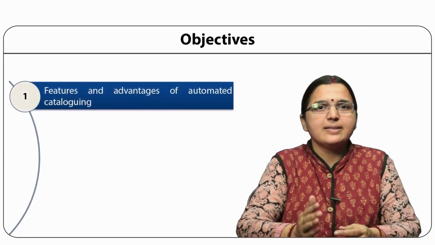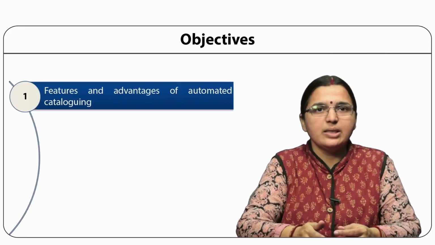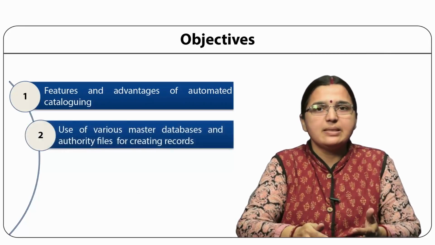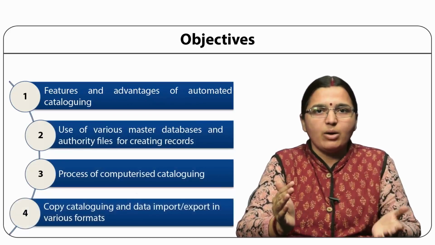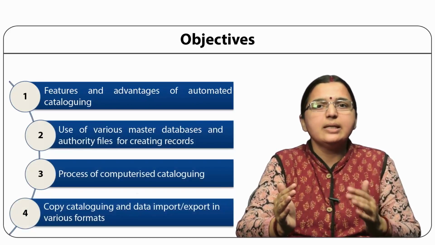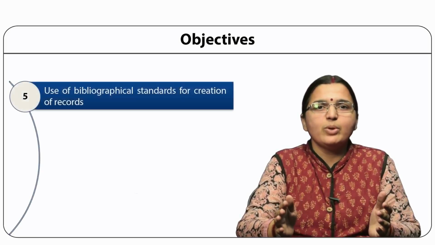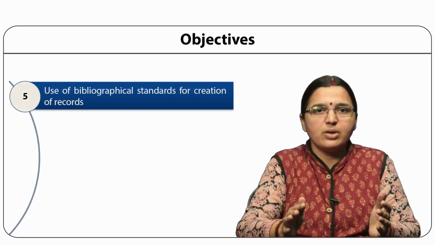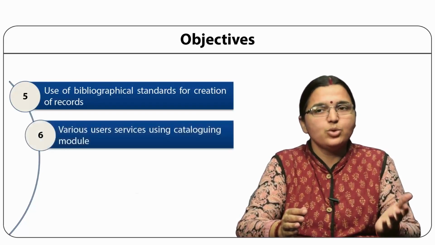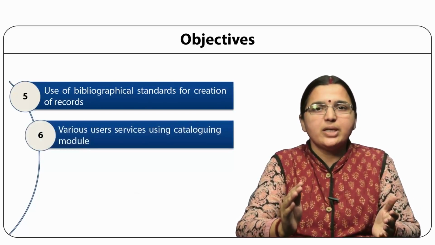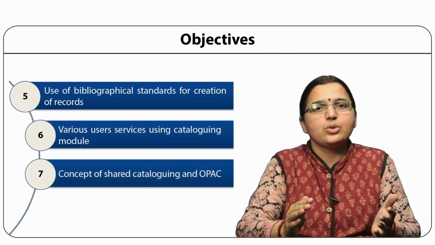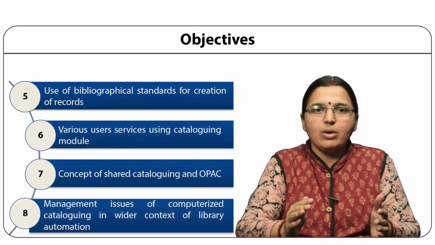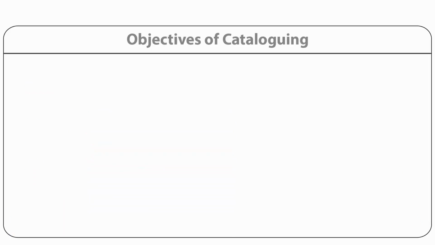Objectives are features and advantages of automated cataloging, use of various master databases and authority files for creating the records, process of computerized cataloging, copy cataloging and data import, export in different formats, then use of bibliographical standards for the creation of records, various user services using this module, concept of shared cataloging and online catalog, and management of the issues of computerized cataloging in wider context of library automation.